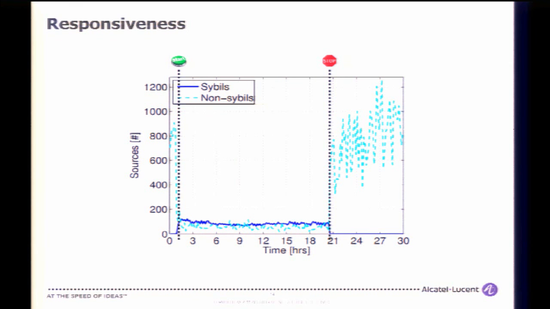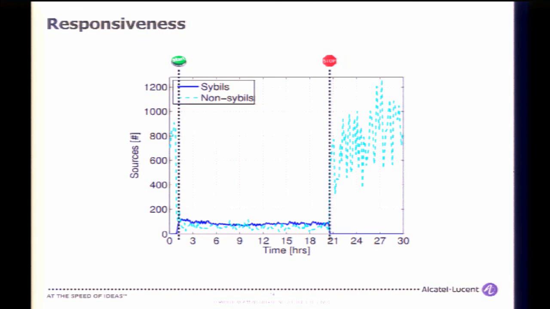So this is a very simple experiment where we show between start and stop. We're starting the localization, we're stopping the localization, and we're going to see what is happening in the network. On the x-axis we have time, it's a 30-hour experiment, and on the y-axis the number of sources for a given file. At the beginning, our Sybils are not there. So if you try to download these files, you're only getting non-Sybil sources. The Sybils don't know anything about these files.